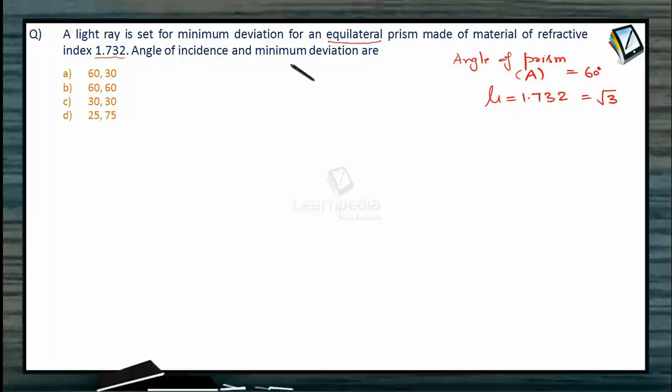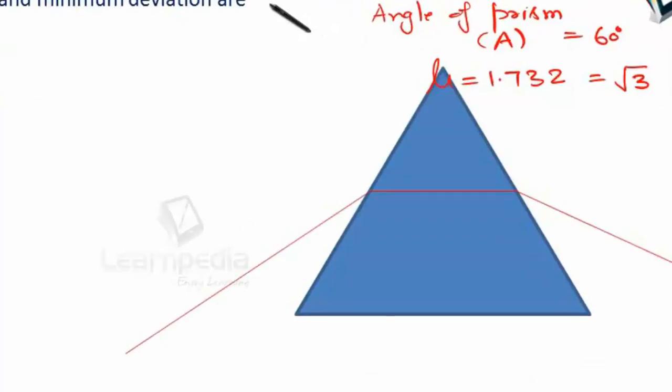That might help in case of calculation. So, angle of incidence and minimum deviation are... Here we can see that this is an equilateral prism, so its angle of prism is 60 degrees, and here is the incident ray, which is set for minimum deviation. The incident ray is moving this way, and after passing through the prism it comes out and goes that way. So the overall deviation suffered by this ray is this, which is denoted by delta.